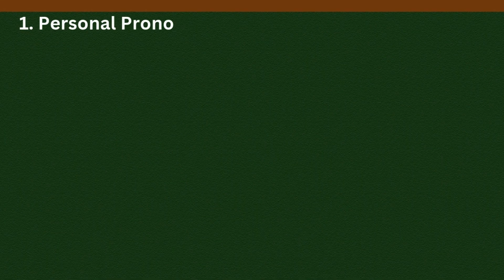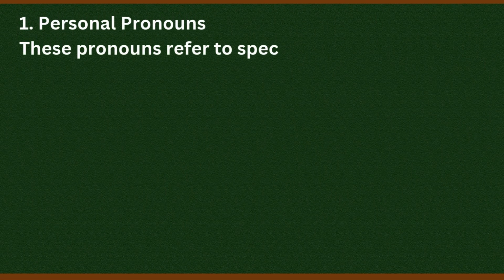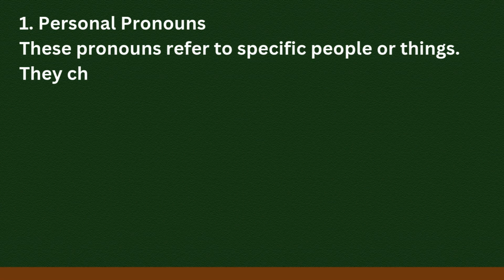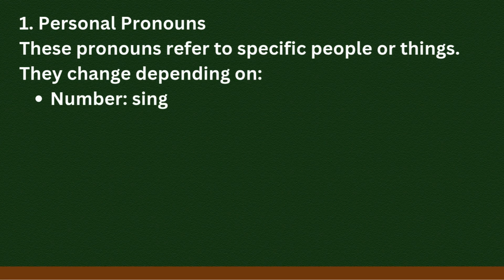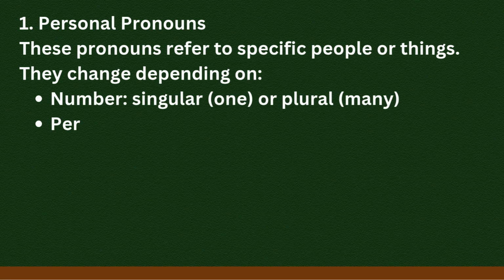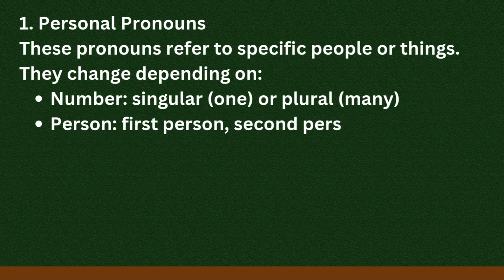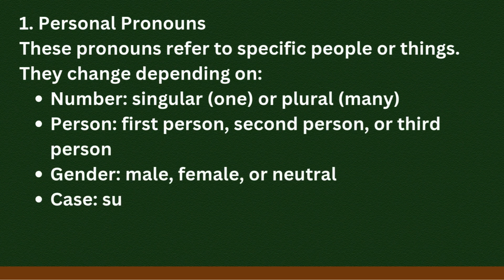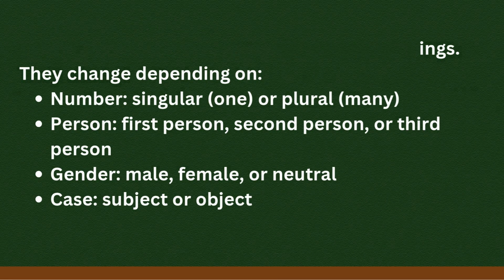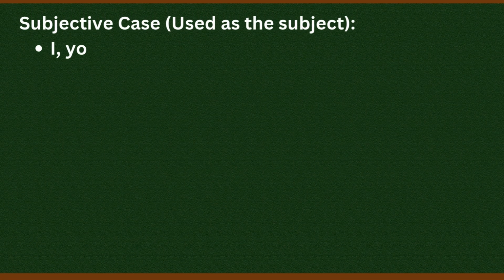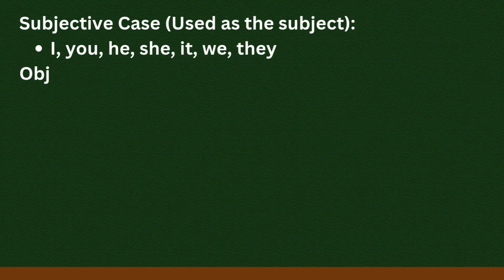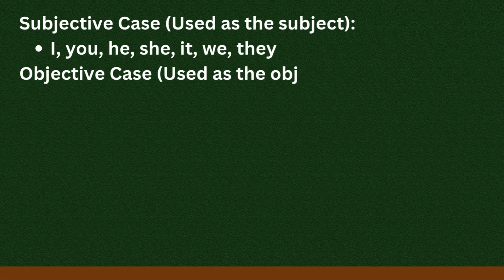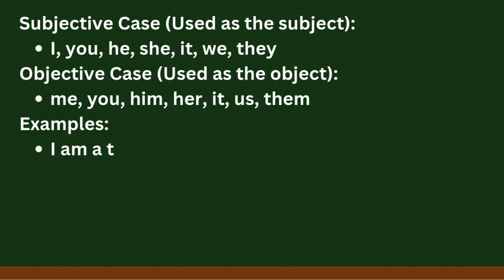1. Personal pronouns. These pronouns refer to specific people or things. They change depending on number: singular, one, or plural, many. Person: first person, second person, or third person. Gender: male, female, or neutral. Case: subject or object. Subjective case, used as the subject: I, you, he, she, it, we, they. Objective case, used as the object: me, you, him, her, it, us, them.